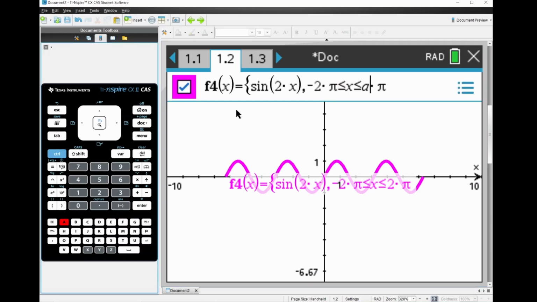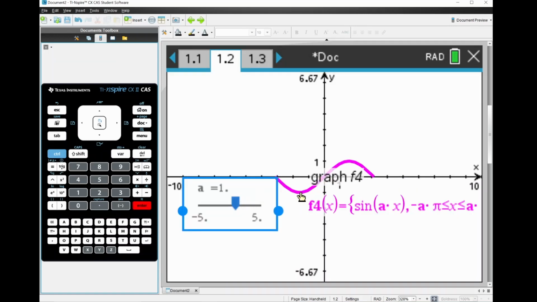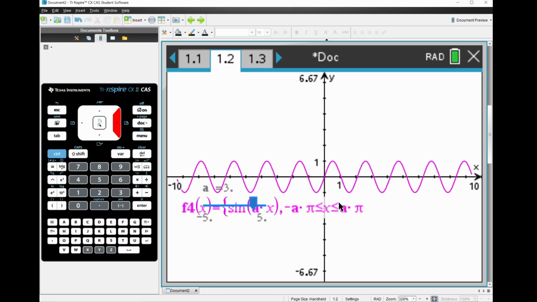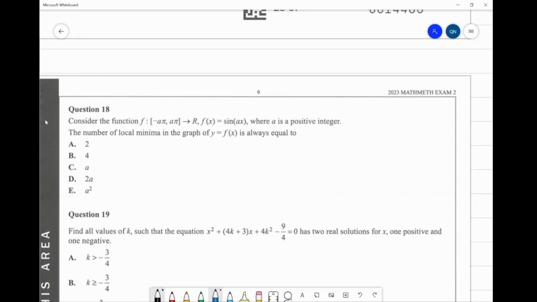Let's change this to an A. We'll change this to an A, and we'll change this to an A. Create slider for A. So here, when A equals 1, we only have 1 minimum. When A equals 2, we have 4 minimums. A equals 3, we have 1, 2, 3, 4, 5, 6, 7, 8, 9. So it has to be, we'll just go with E, because none of the others will match that pattern.